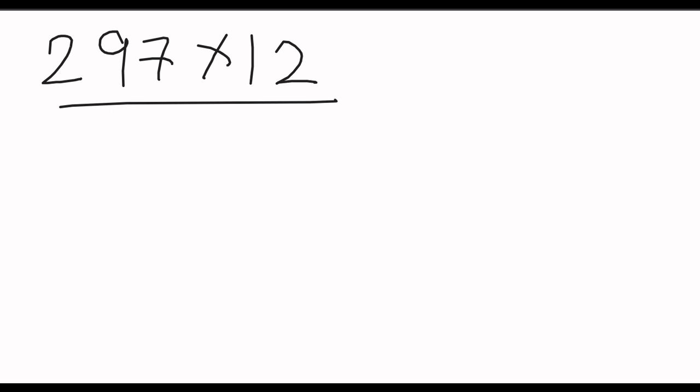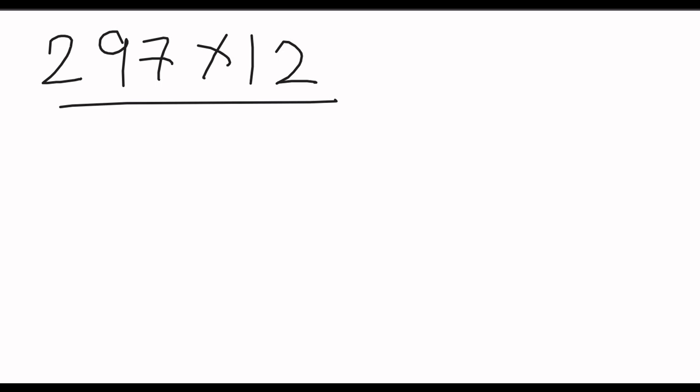So what is double of 290? It is 580. Okay, and double of 7 is 14. So 580 and 14 will give you 594. But for us it is not 594, it is 5 and 94. So two separate blocks. Okay, so what is the first block?